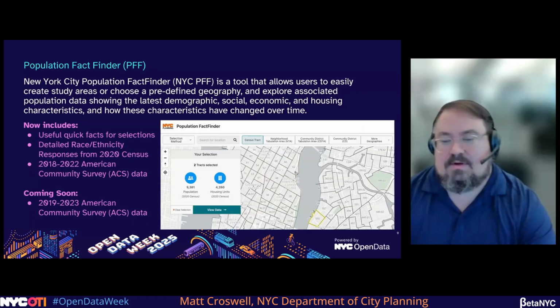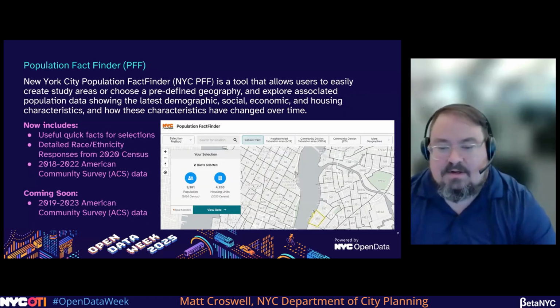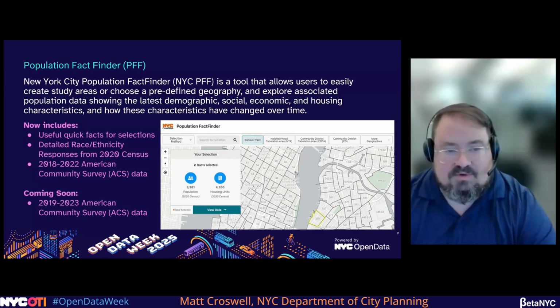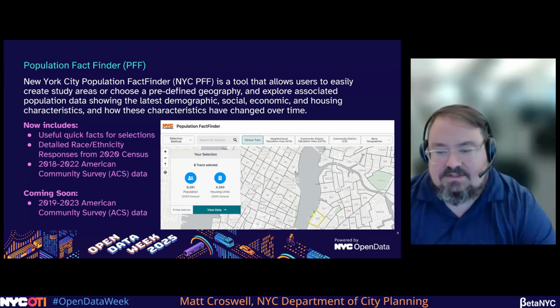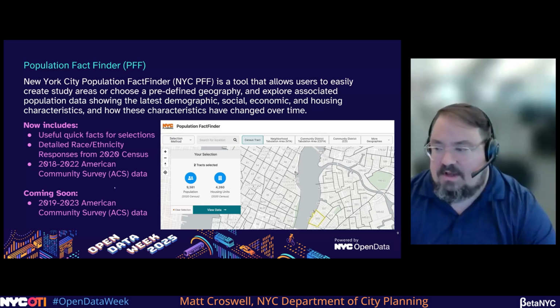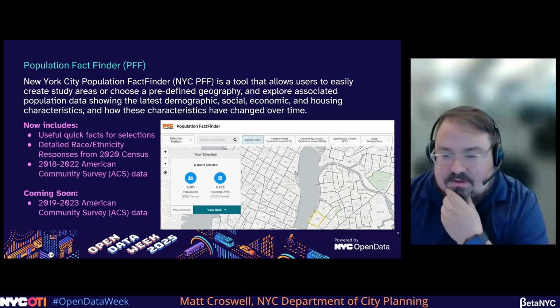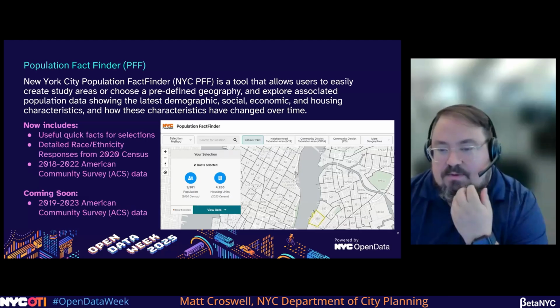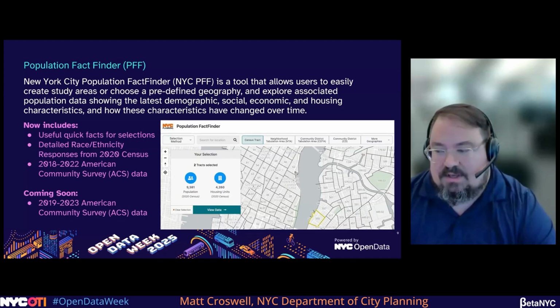Another popular application is the Population FactFinder. This is a tool that allows users to easily create study areas or choose a predefined geography like a census tract and explore the associated population data, the demographics, social, economic, housing characteristics, and also how they change over time. A few updates include getting the 2018 to 2022 American Community Survey data in there. And coming soon, we'll be getting the 2019 to 2023 ACS update.